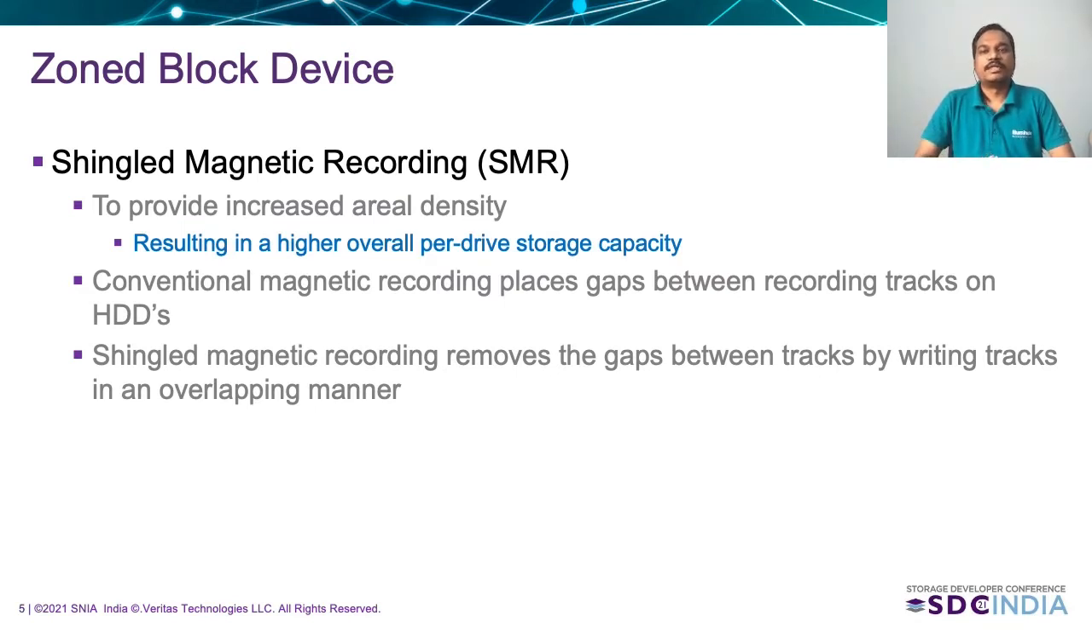Zones on a zone block device are created using SMR technology. SMR means shingled magnetic recording. SMR technology provides increased areal density, which results in higher overall per drive storage capacity. Let me explain this concept. Conventional magnetic recording places gaps between recording tracks on HDDs to account for the track misregistration budget. But shingled magnetic recording removes the gap between tracks by writing tracks in an overlapping manner. This overlapping of tracks contributes to the increased areal density.